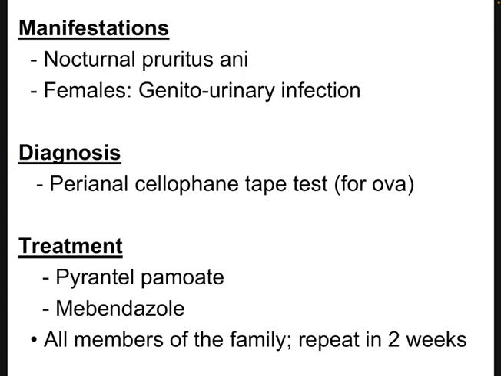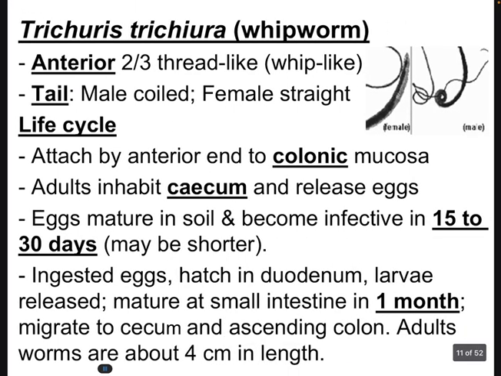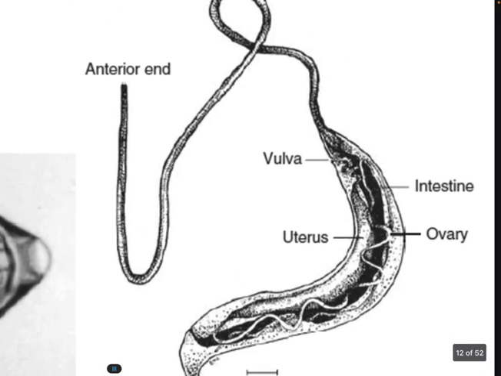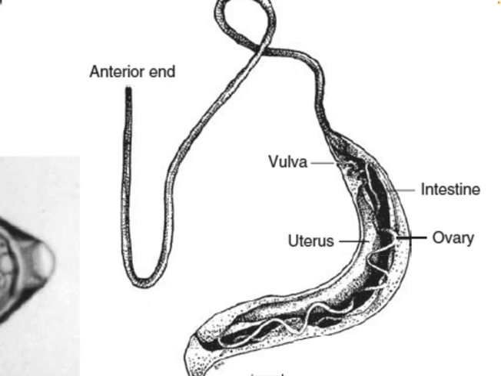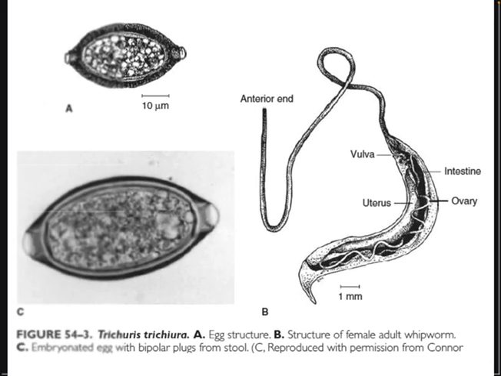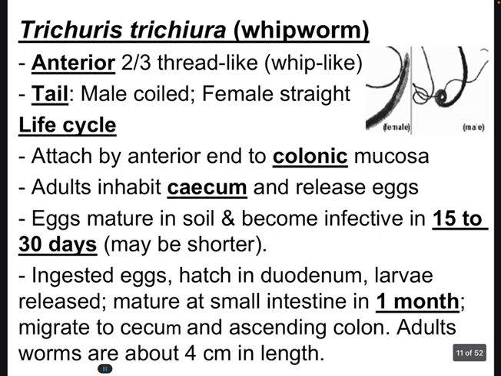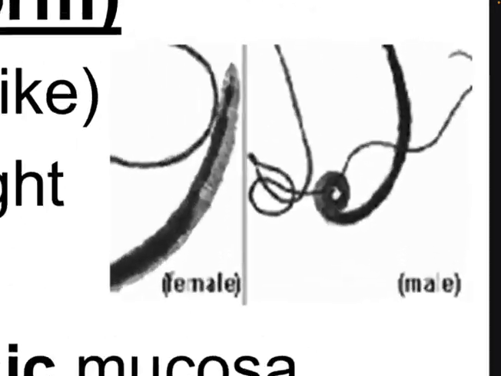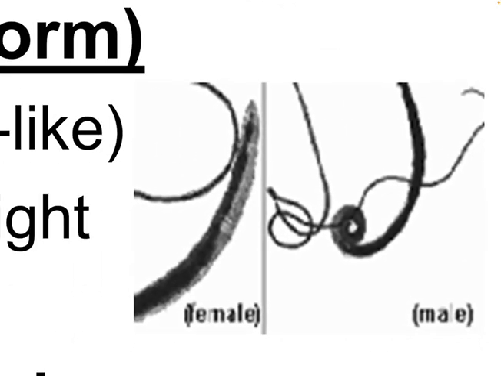Okay? Trichuris trichiura is the whipworm. The anterior two-thirds is thread-like, and the posterior third is thick like the whip handle. The tail: the male is coiled, just for information, and the female has a straight tail. Look at this here. The female is straight, the male is coiled.